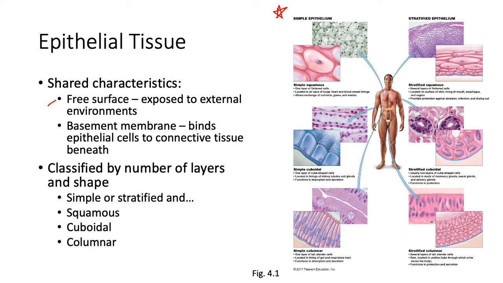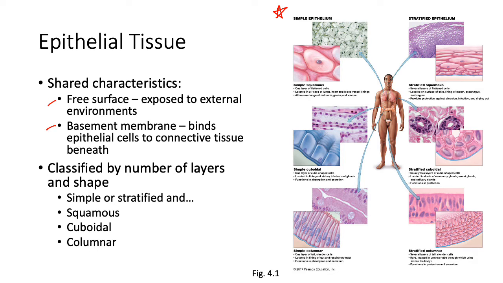Another shared characteristic that we will see as we look at these different tissues is they all have a basement membrane. So basically what that means is that we're going to see that we have layers of epithelial tissue, and then underneath that they have this basement membrane. And that membrane is responsible for binding those epithelial cells to the connective tissue that lies below. So you'll see this especially in your integument lab, where you have layers of epithelial tissue that are then connected to connective tissue via that basement membrane.